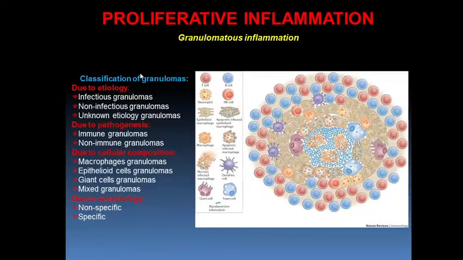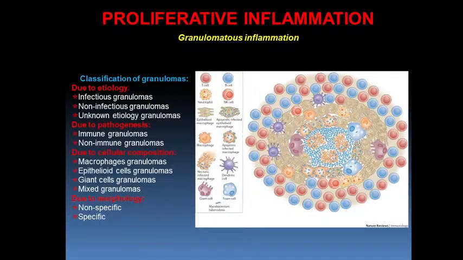Examples of infectious granulomas are granulomas in tuberculosis, syphilis, rhinoscleroma, leprosy, and so on. Non-infectious granulomas are usually formed around foreign bodies, such as particles of organic and inorganic dust. And granulomas with unknown origin can be seen in diseases like sarcoidosis, Crohn's disease, and some other diseases in the organism.